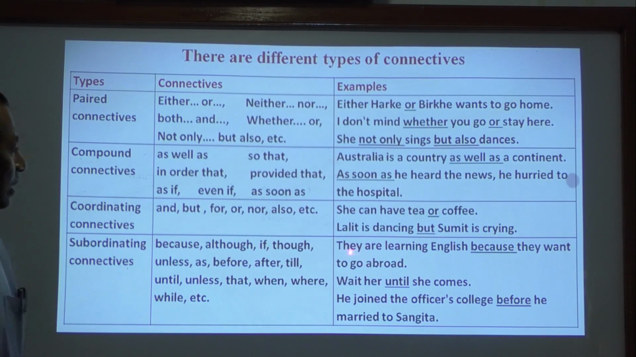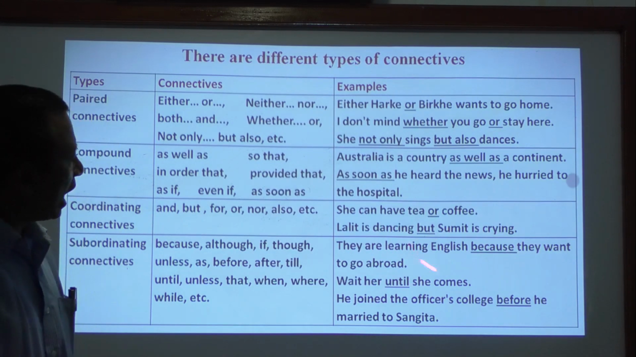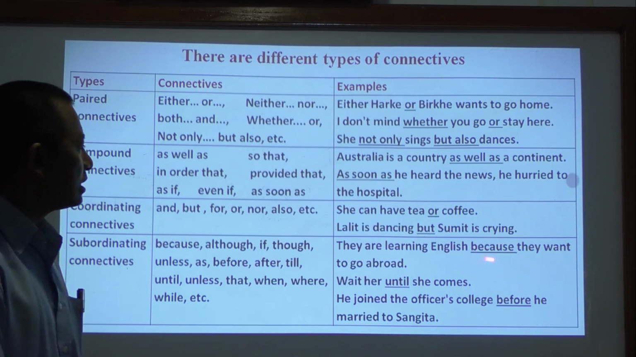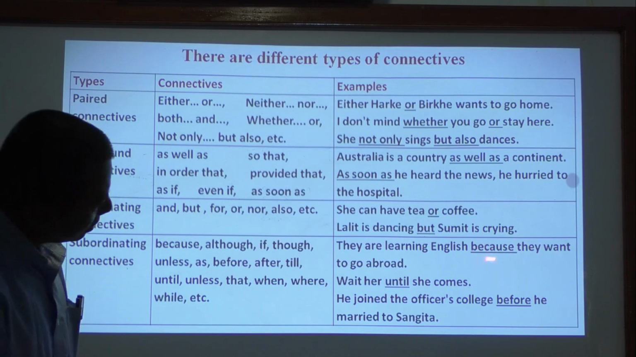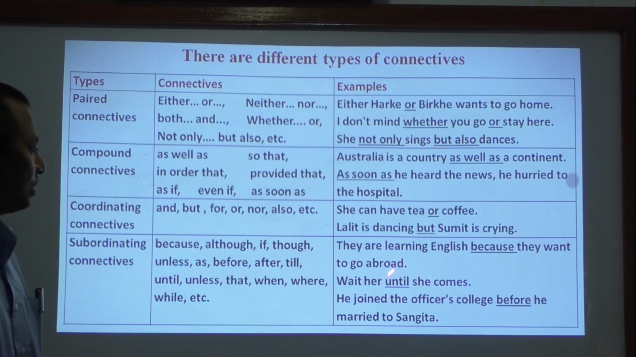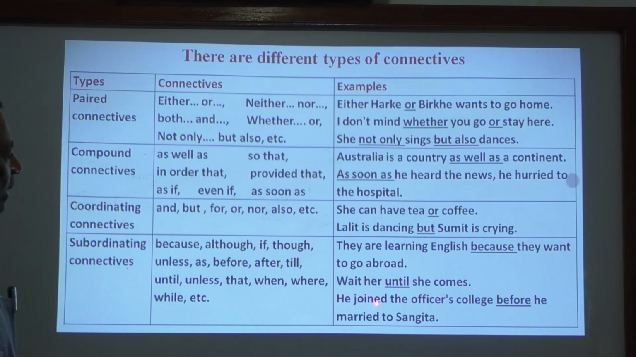For example, they are learning English because they want to go abroad. So why are they learning English? Because they want to go abroad. So this is what? Because is the connective related to a cause. And wait here until she comes. So this is also another connective. See the underlined words. And he joined the officers' college before he married Sangeeta. So here is before. It is a connective, a subordinating connective.